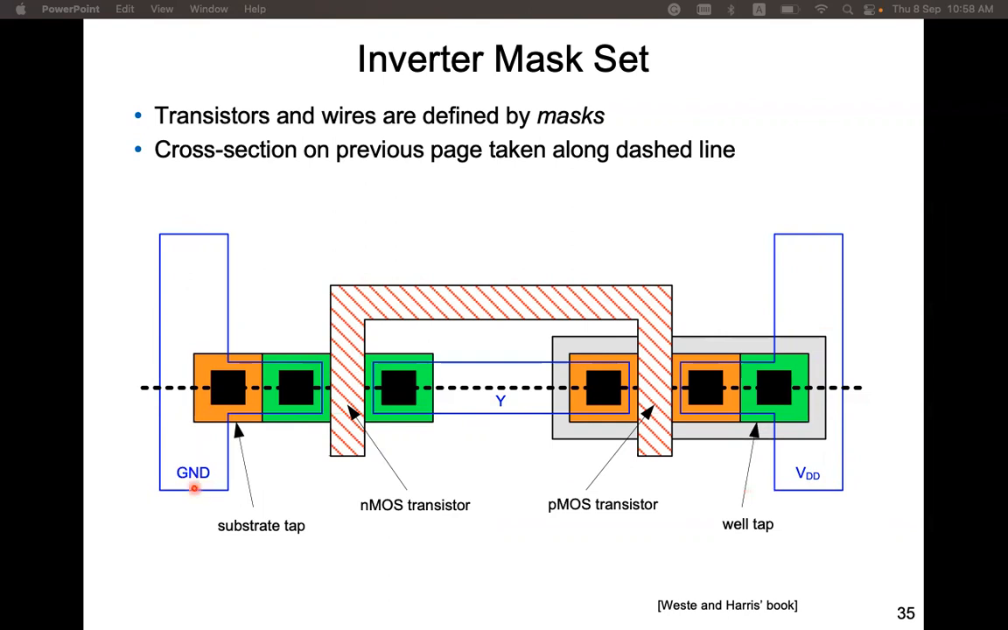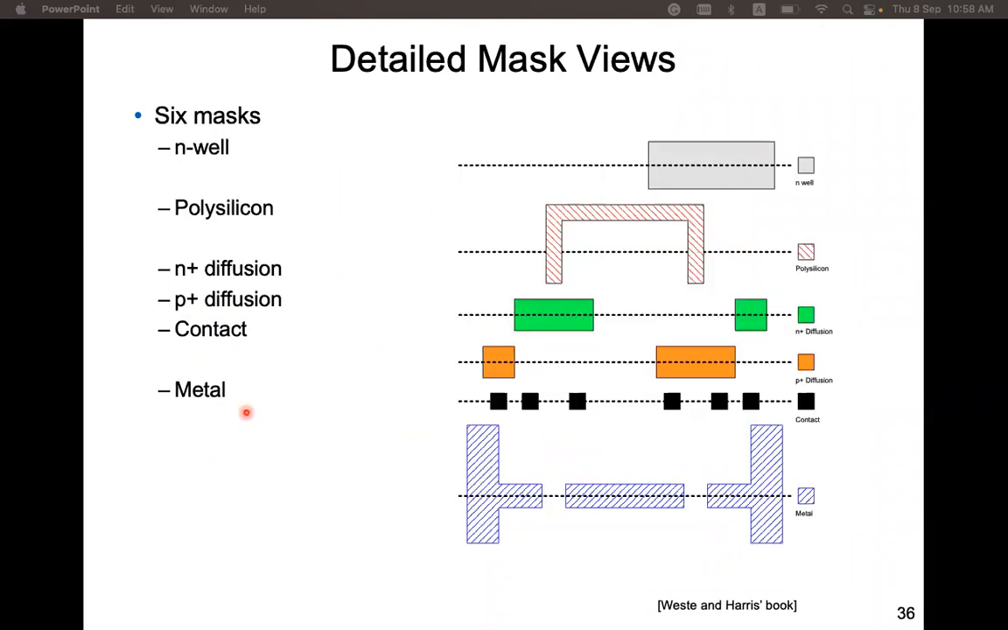We have different rectangle shapes. If we expand those masks, we see 6 layers, or 6 masks, for the inverter.